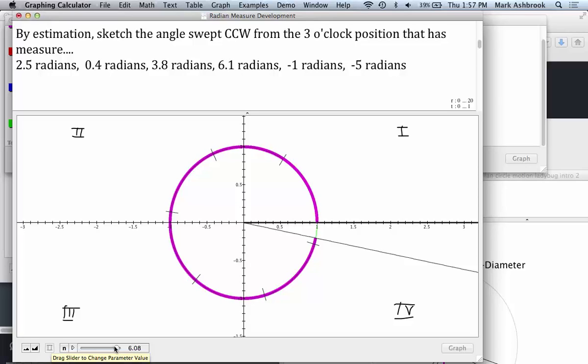Now what about negative? So Nadine, or Huda. Right, you're going to go clockwise. So how do we know how far to go clockwise? A little bit louder, what's that? I couldn't hear you.